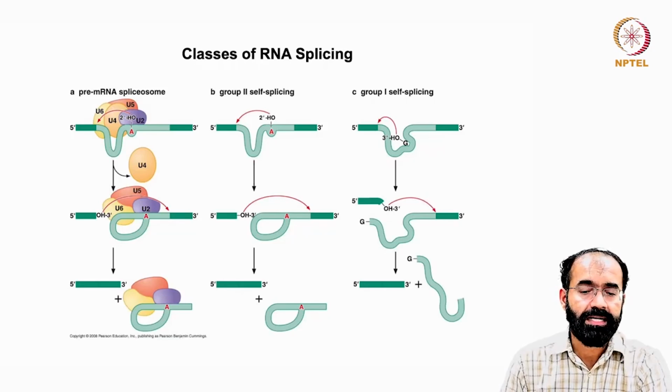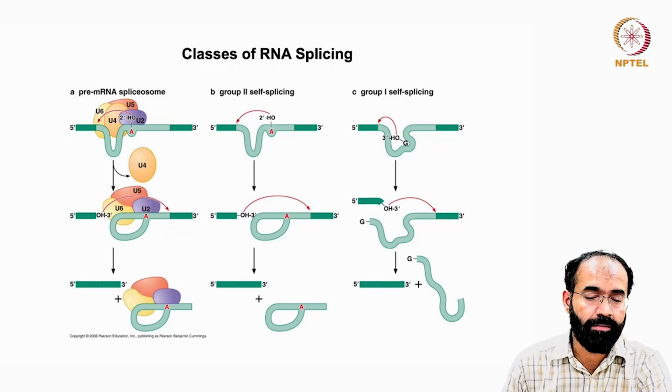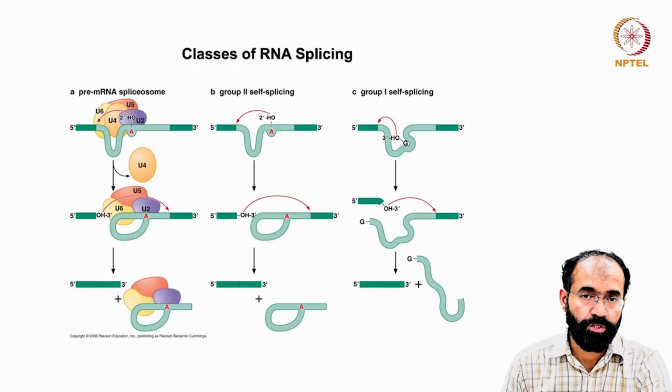If you look into the different classes of RNA splicing, what we discussed is seen in a pictorial manner. Pre-mRNA spliceosome, you have U1, U2 snRNA, and this is the branch point, first transesterification, second transesterification, and spliced exons, and the post-splicing complex with the intron will be released. This is group 2, same as group 1 and pre-mRNA splicing, except that there is no spliceosomal machinery needed.